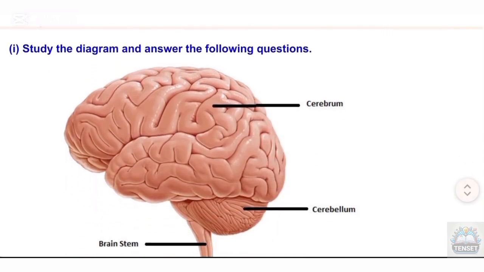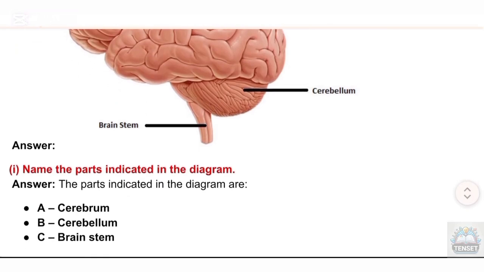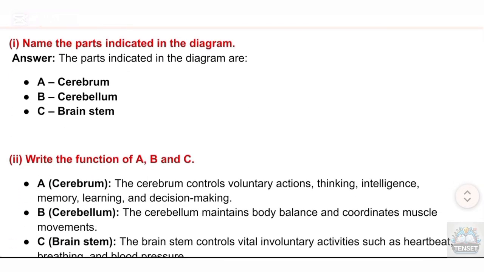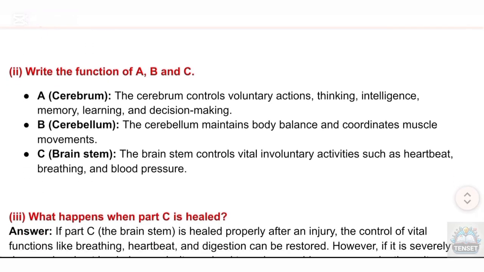I. Study the diagram and answer the following questions. Answer. I. Name the parts indicated in the diagram. Answer. The parts indicated in the diagram are A. Cerebrum, B. Cerebellum, C. Brain stem. E. Write the function of A, B and C. A. Cerebrum. The cerebrum controls voluntary actions, thinking, intelligence, memory, learning, and decision-making. B. Cerebellum. The cerebellum maintains body balance and coordinates muscle movements. C. Brain stem. The brain stem controls vital involuntary activities such as heartbeat, breathing, and blood pressure.